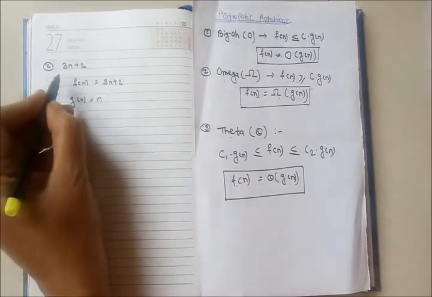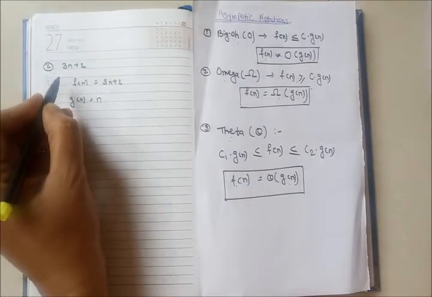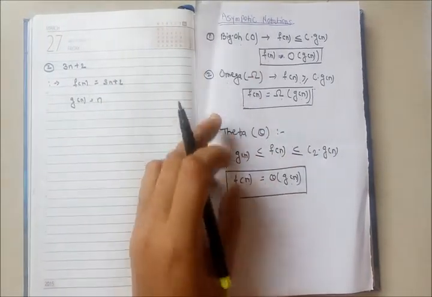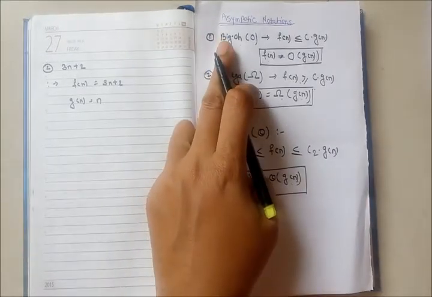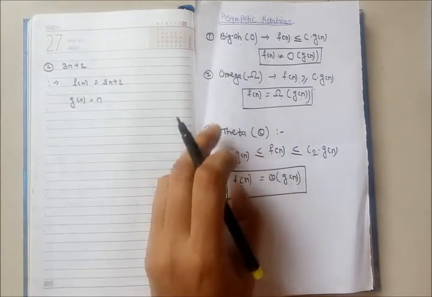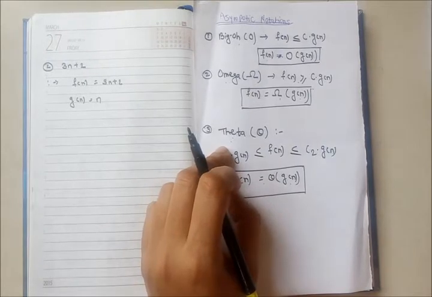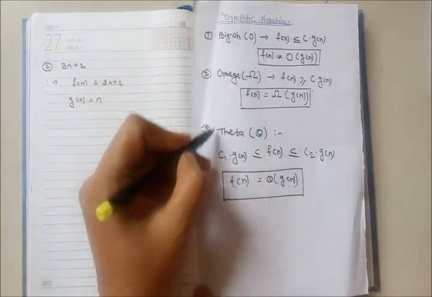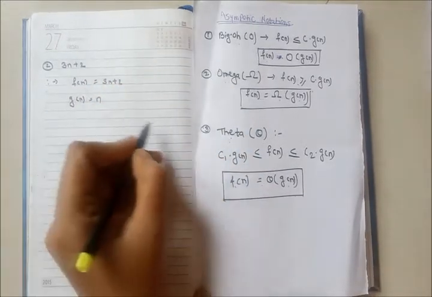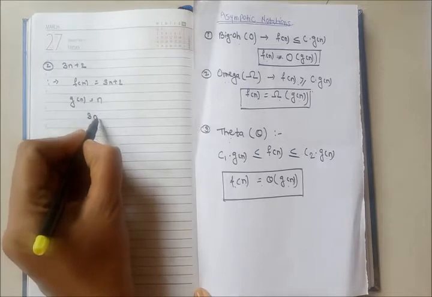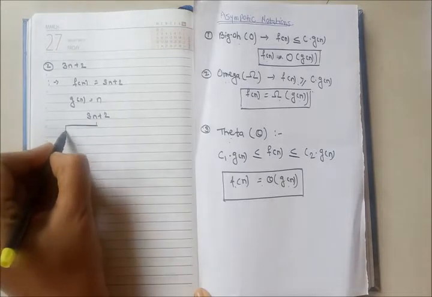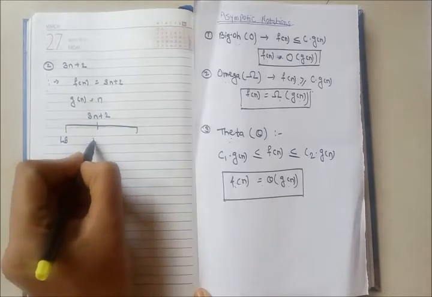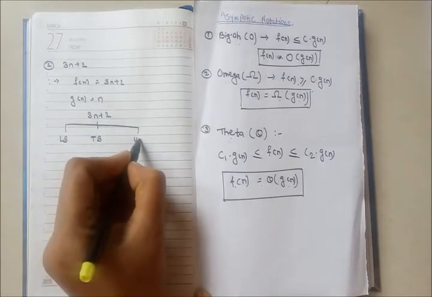Fine. So we have to solve this numerical for three types of asymptotic notation. First is big O, next is omega, and next is theta. Big O is called the upper bound, omega is called the lower bound, and theta is called the tight bound. So you have to find the limits of big O, omega, and theta. First of all, 3n plus 2, we have to divide into three parts. First is the lower bound, in the middle the tight bound, and last the upper bound.